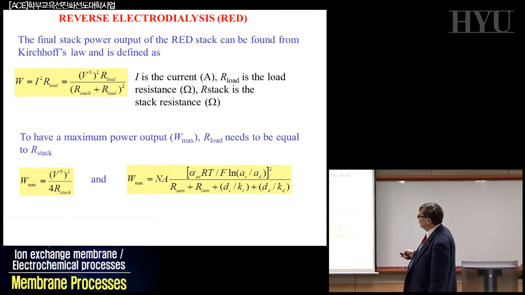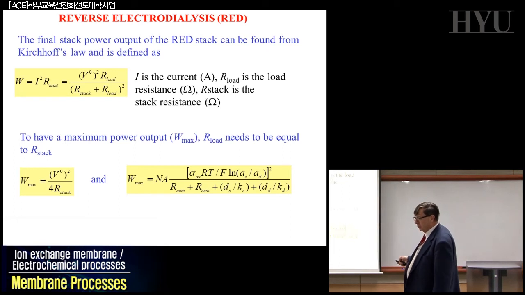At the end, if you want to calculate the overall final power output of your stack in reverse electrodialysis, you can utilize Kirchhoff's law, the traditional relationship between the power density, the resistance and the load of the system itself. The maximum power output of this system can at best be obtained when the total load resistance is equal to the resistance of the stack. That is the best condition of power output you can realize in the system.